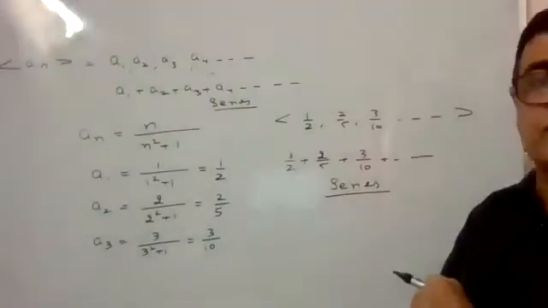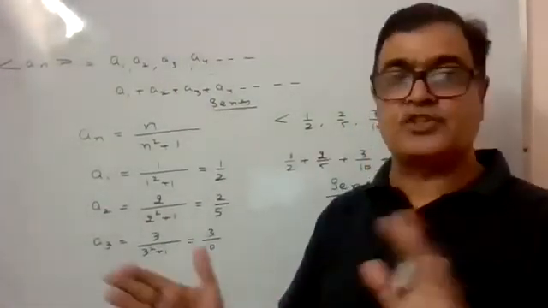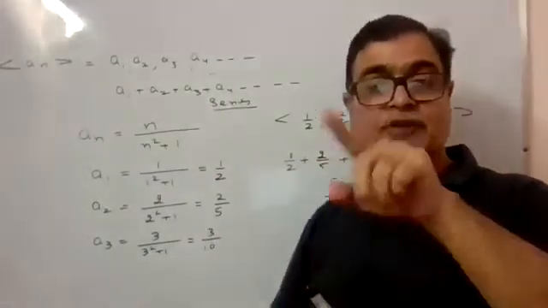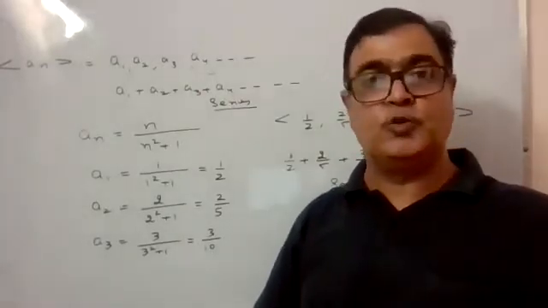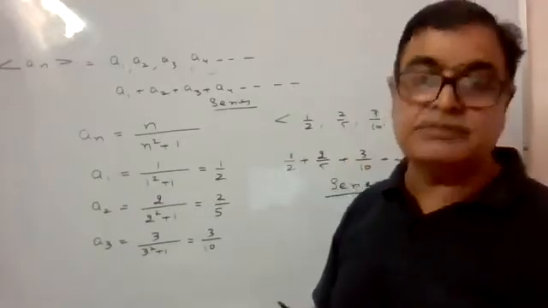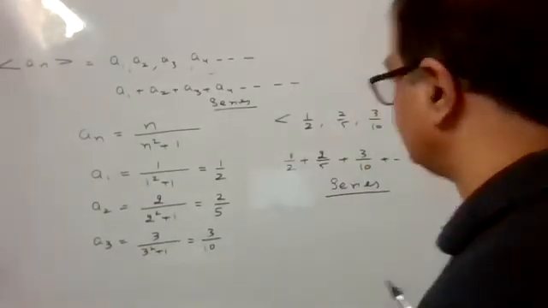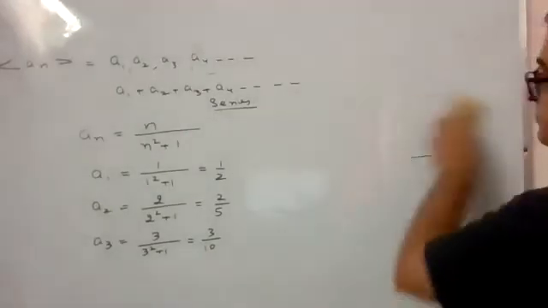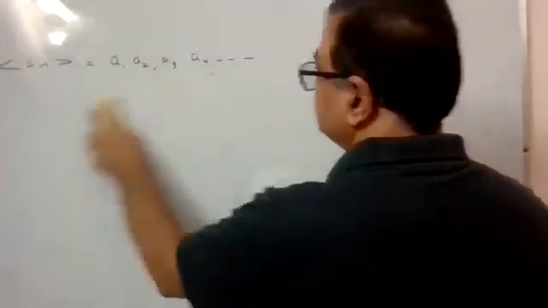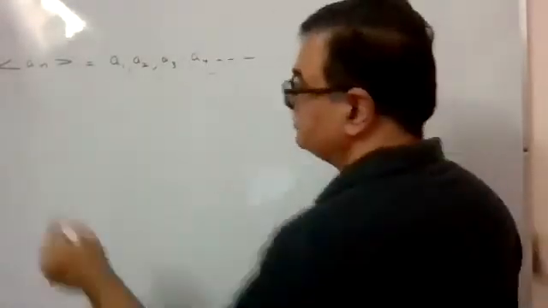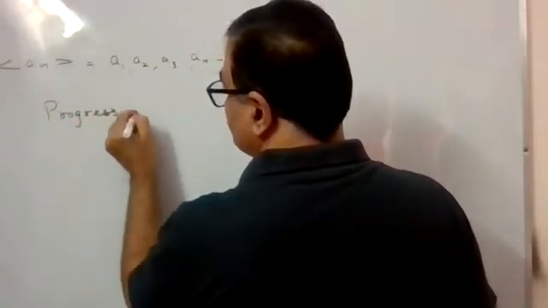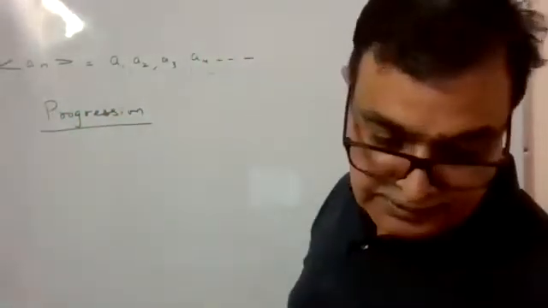So you should know what a sequence is. I told you a sequence is simply a function whose domain is the natural numbers. Series means if you have the sequence terms and you place a plus in between, that will become a series here. Then comes progression. Write down please. Next one is progression. Write down the definition please.